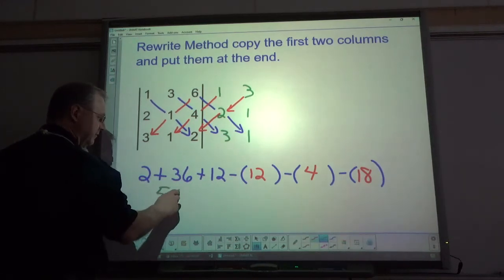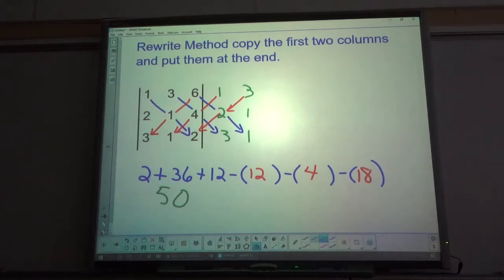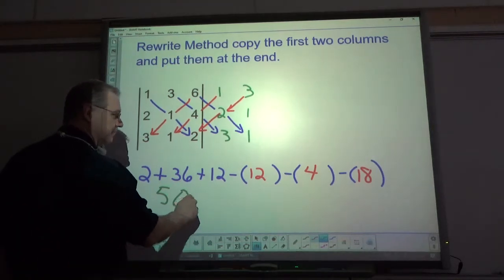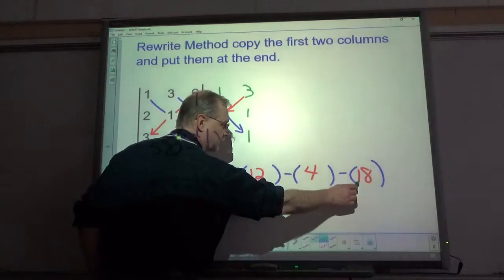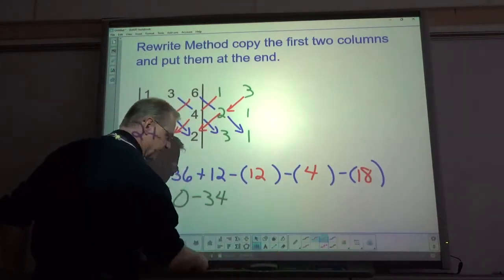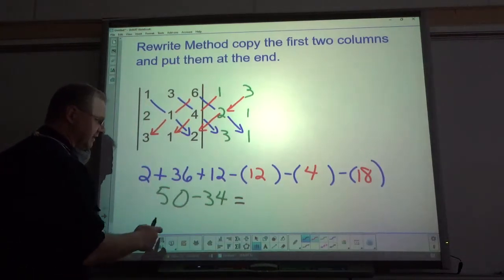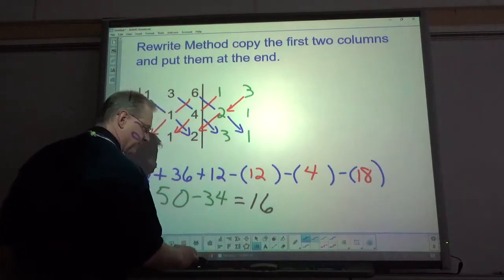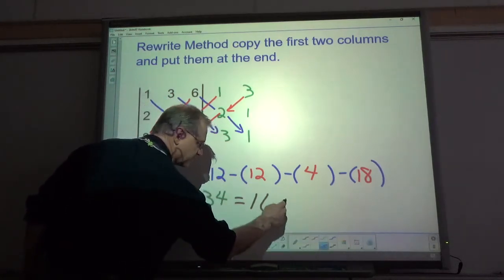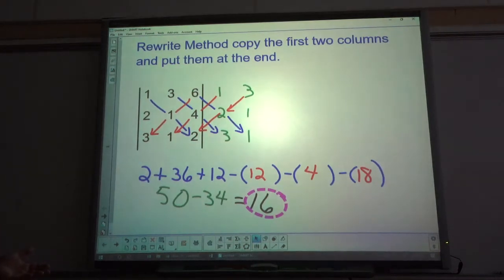Did I do all that right? Yes, I believe so. Miscalculated on my paper. Minus, let's see, 10, 20, 34. So that comes out to a total for the determinant of 16. So there's your final answer here of 16. That's the value of this determinant.